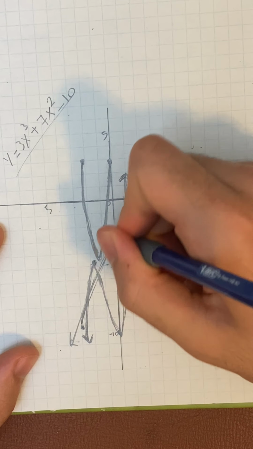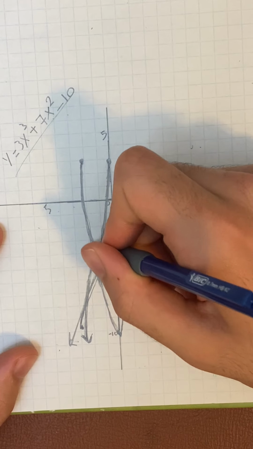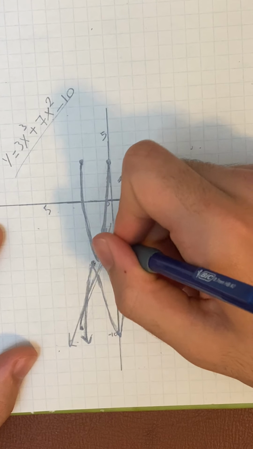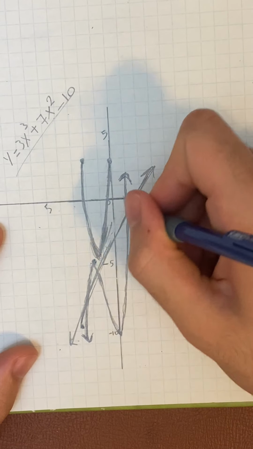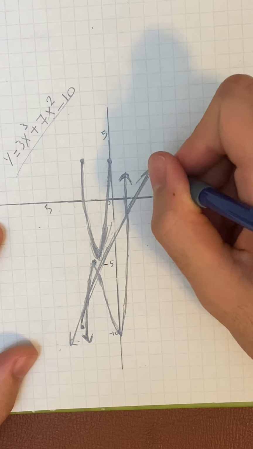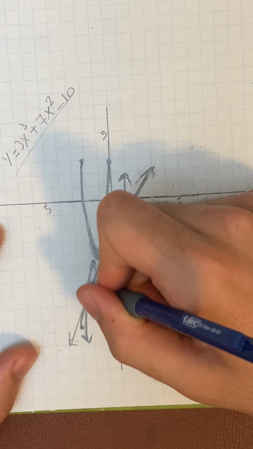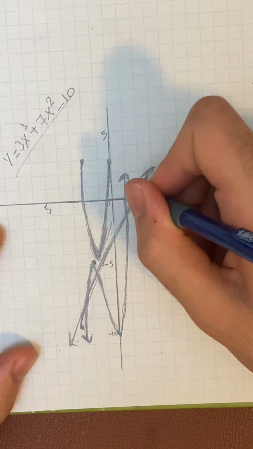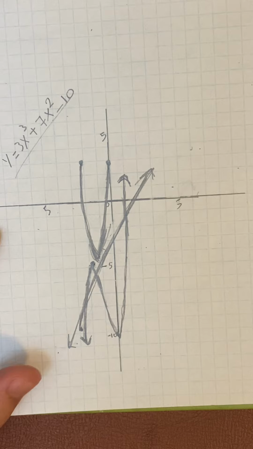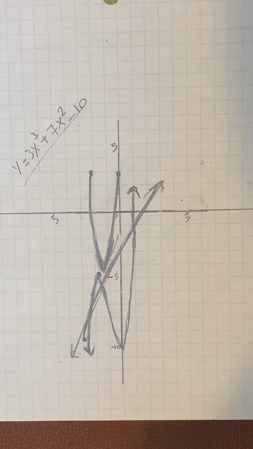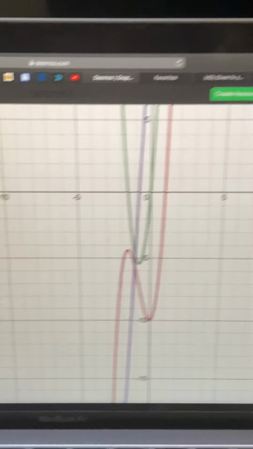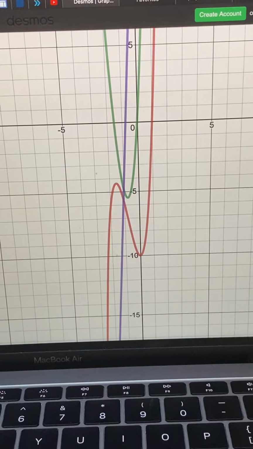That would be our first derivative, or our second derivative actually, because we already had our first derivative and it was a quadratic function, and here we have a linear, which is the second derivative. And that's it. Now we check on Desmos to see if it looks the same. And yeah, it looks very similar to our graph. Thank you.